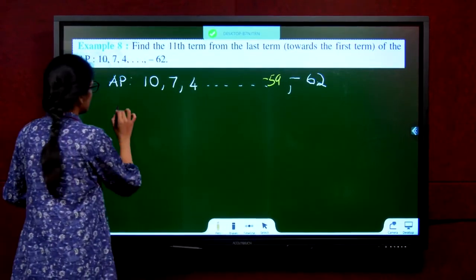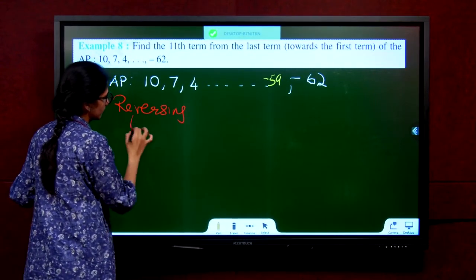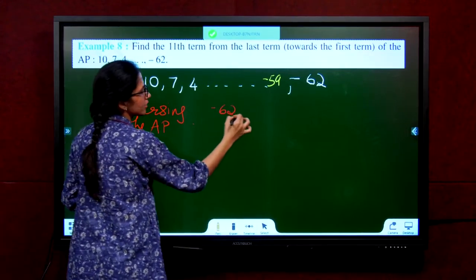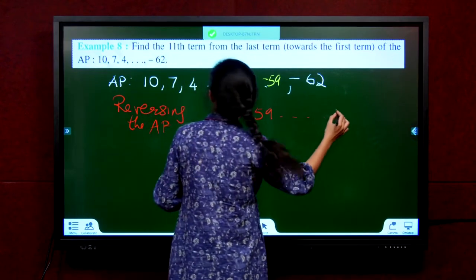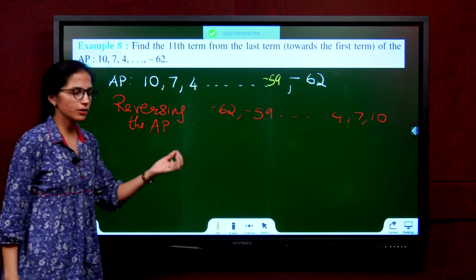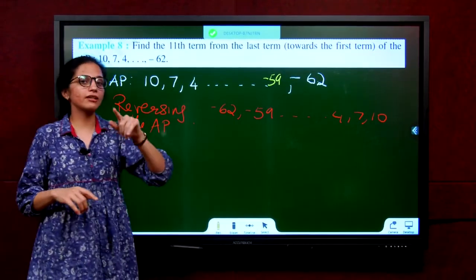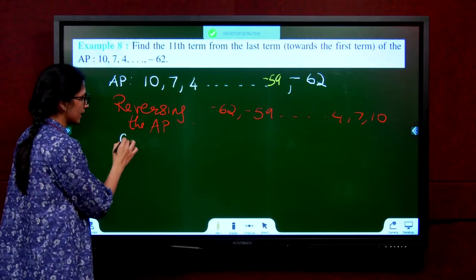So now, reversing the AP. What happens? Minus 62, minus 59 will go on till 4, 7, 10. Why did I need at least 2 terms? Because I can get the value of my new d, not the old d. Old d and new d are different. Signs will change.